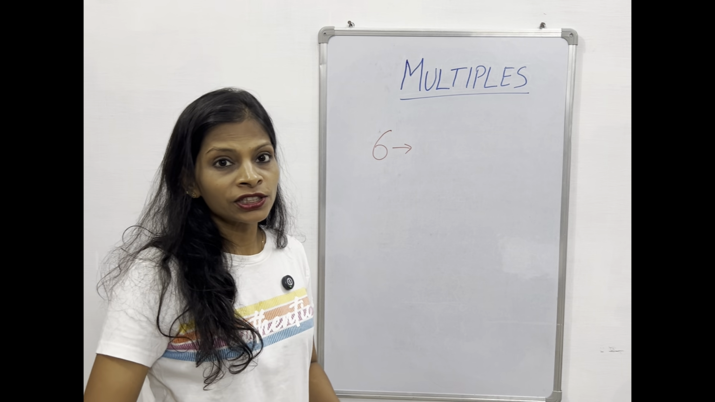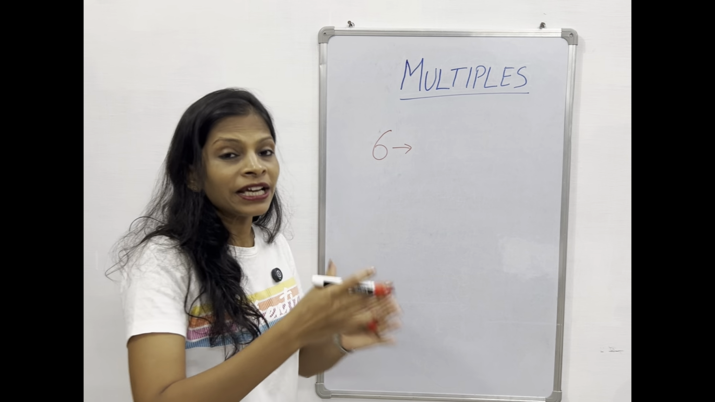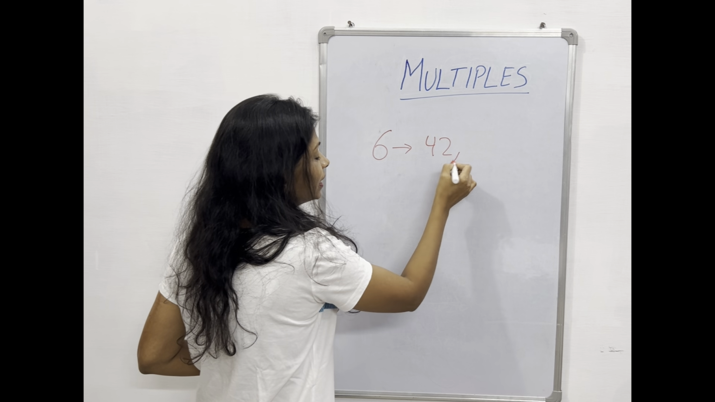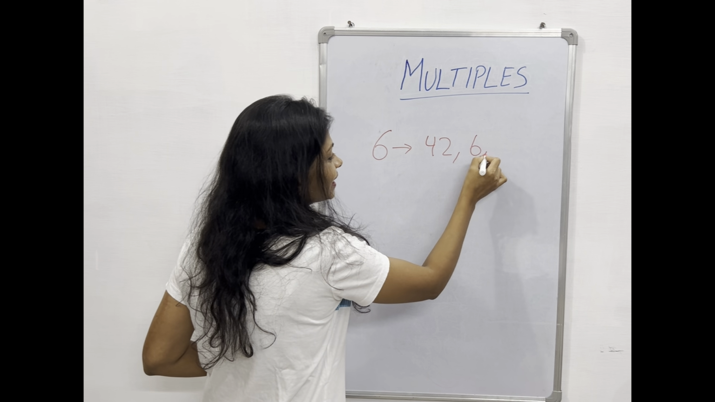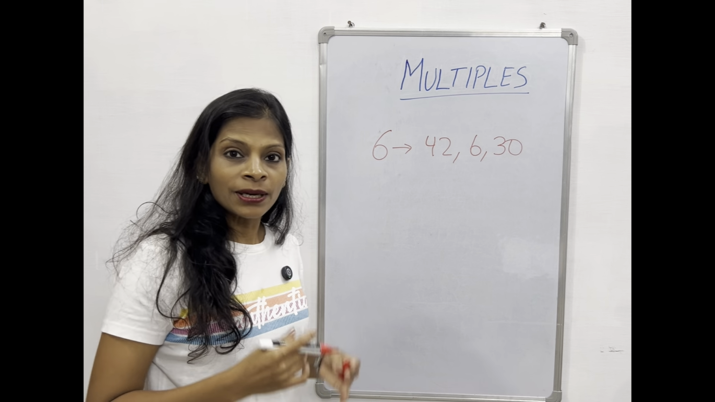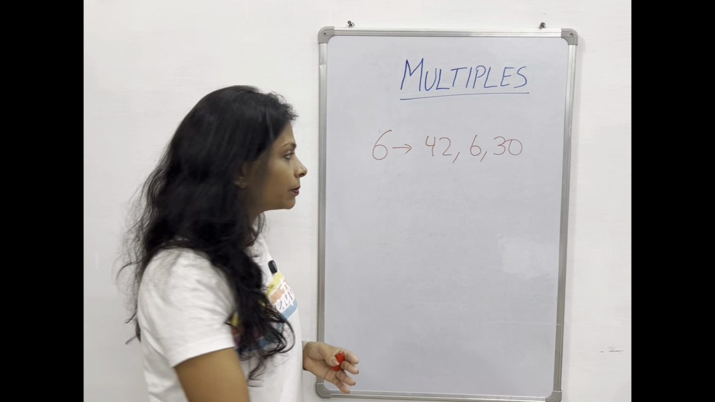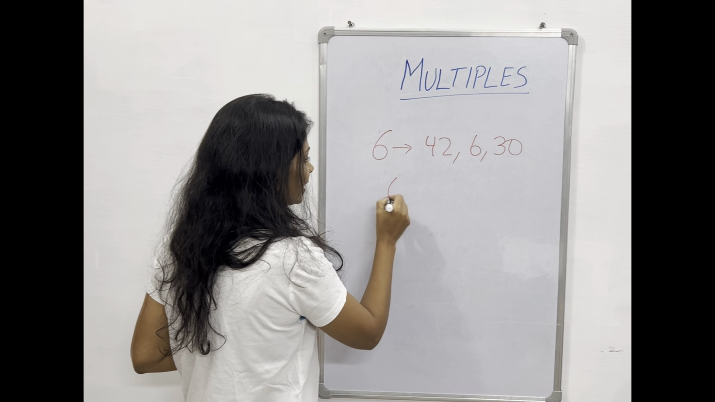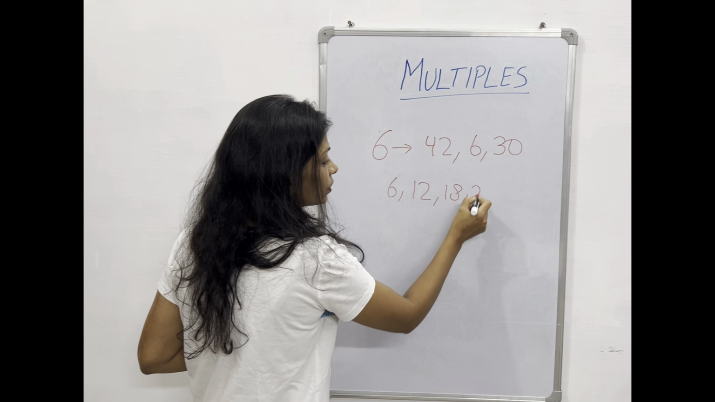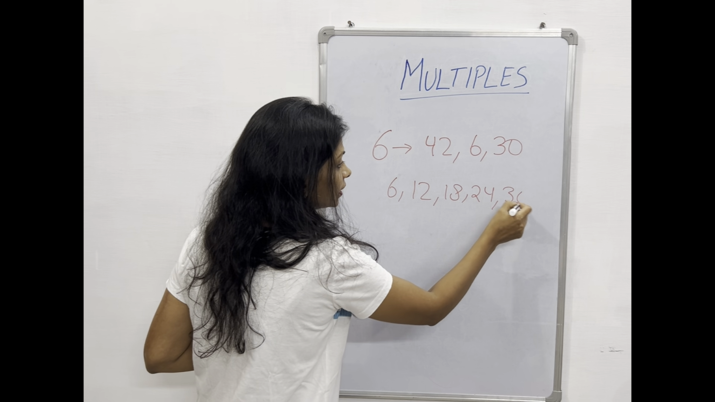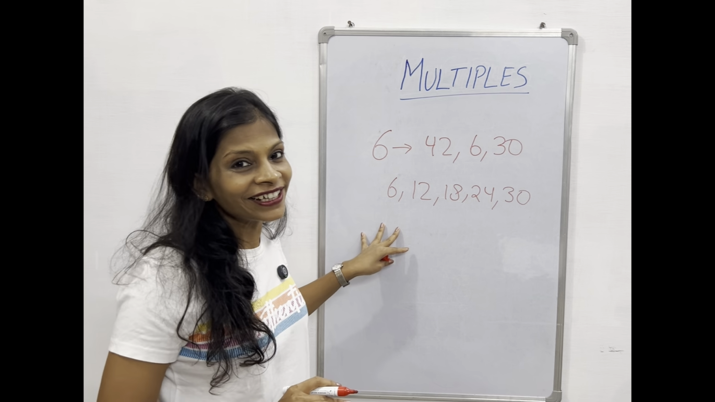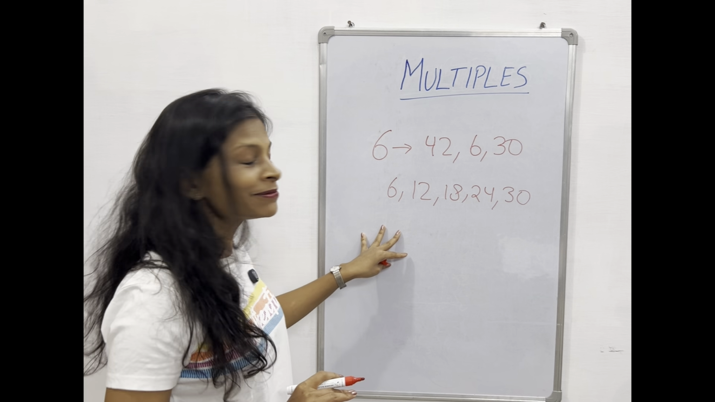All those numbers which are obtained when 6 is multiplied by another whole number, such as 6 times 7 is 42, 6 times 1 is 6, 6 times 5 is 30, and so on. If somebody is asking for the first 5 multiples, then you will be writing 6, 6 times 2 is 12, 6 times 3 is 18, 6 times 4 is 24, 6 times 5 is 30. So these are just the first 5 multiples of 6, and finding the multiples of any number is pretty easy.